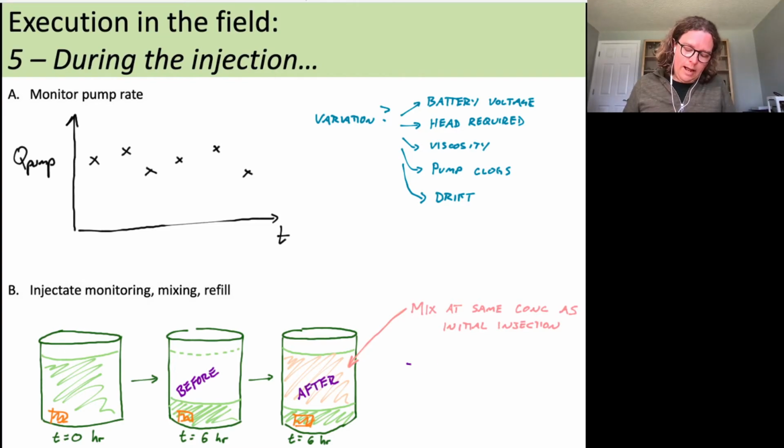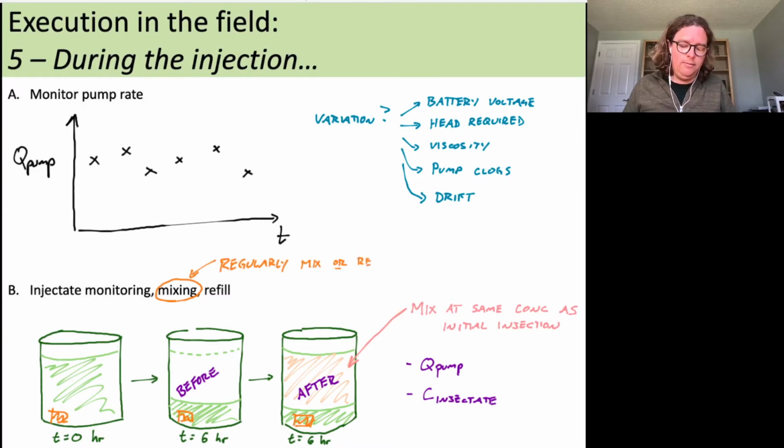Now, before and after we do this mixing, we like to measure both the flow rate of the pump and the concentration of the injectate. I think those are both mission critical to make sure that post hoc you actually know that you were delivering a certain amount of water to the stream.